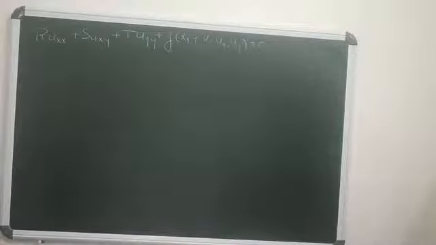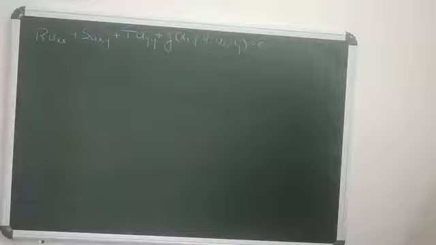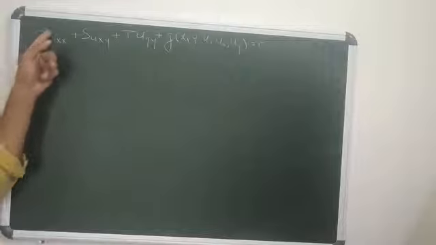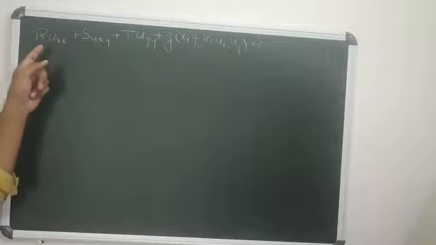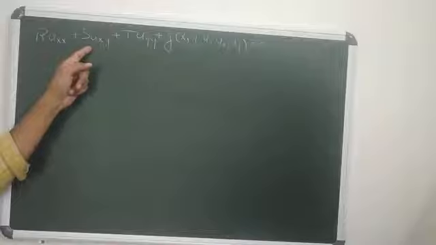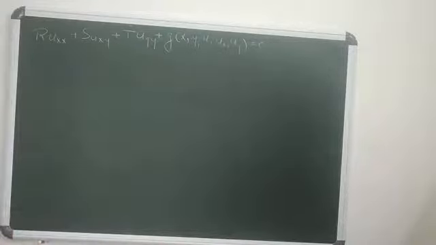Dear students, in this class let us discuss a second order partial differential equation. So what is the second order partial differential equation? Consider the partial differential equation R u_xx + S u_xy + T u_yy + g(x, y, u, u_x, u_y) = 0, where u_x, u_y mean del u by del x, del u by del y, u_xx is the second order derivative del square u by del x square, this is del square u by del x del y, this is del square u by del y square.